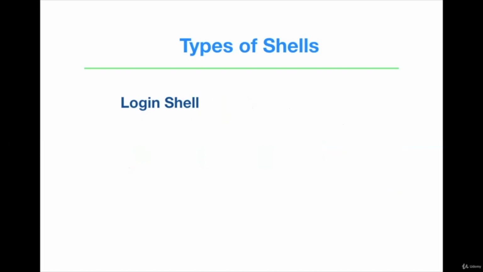Types of shells. There are basically two types of shells. One is the login shell, which requires the username and password for login, and another is the non-login shell. No need of authentication. In other words, the user is not allowed to log in. To create a non-login shell, you need to update the /etc/passwd file with /sbin/nologin for that specified user.